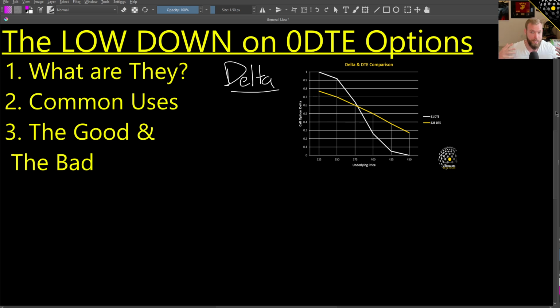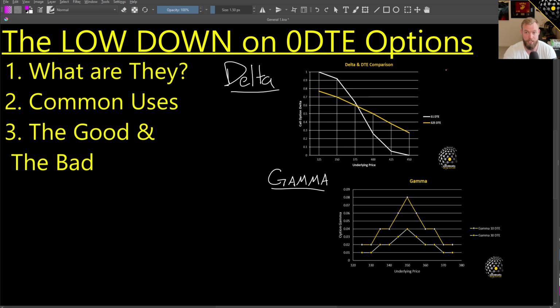Whenever you buy or sell an option, more often than not, there's a market maker on the other side of that trade. They need to hedge their risk, which we're going to talk about more in a minute. But this movement in delta is super important as it pertains to time, and it's amplified by gamma. Gamma is, as you probably already know, the rate of change of delta. In this case, the gold line is the short DTE, a 10 DTE option, and the white line is a 30 DTE option.